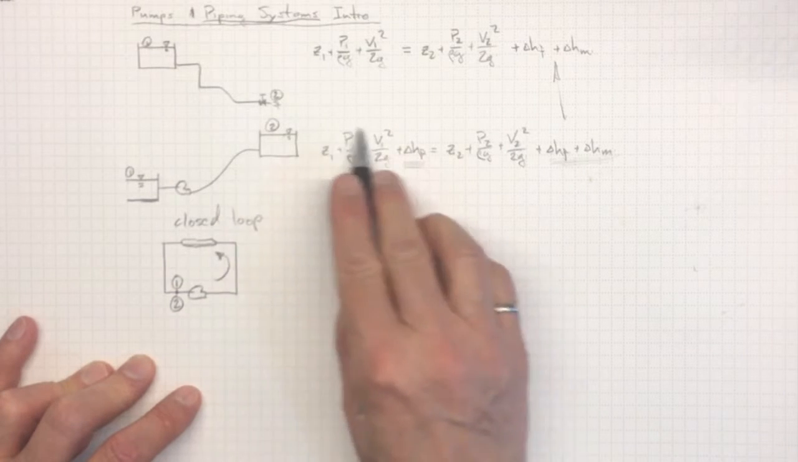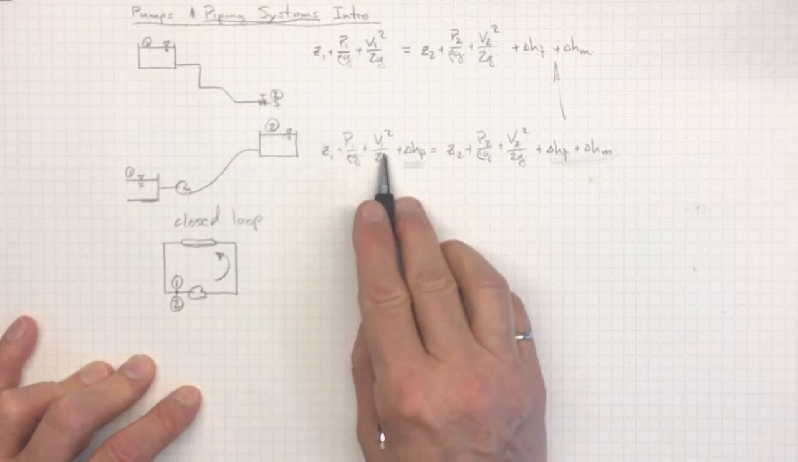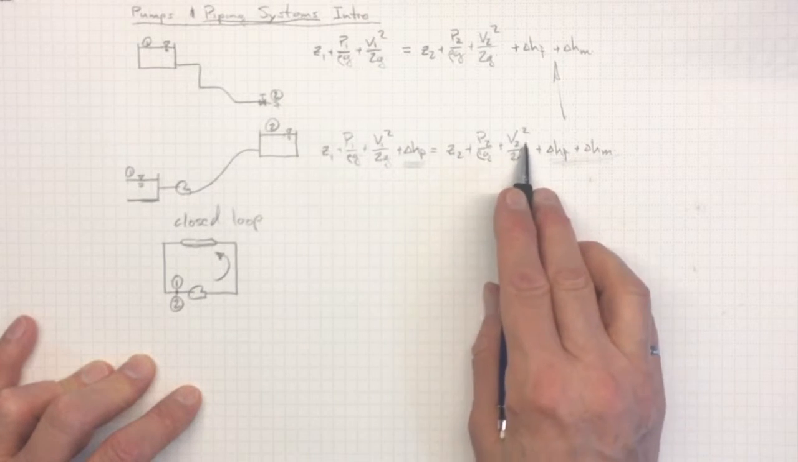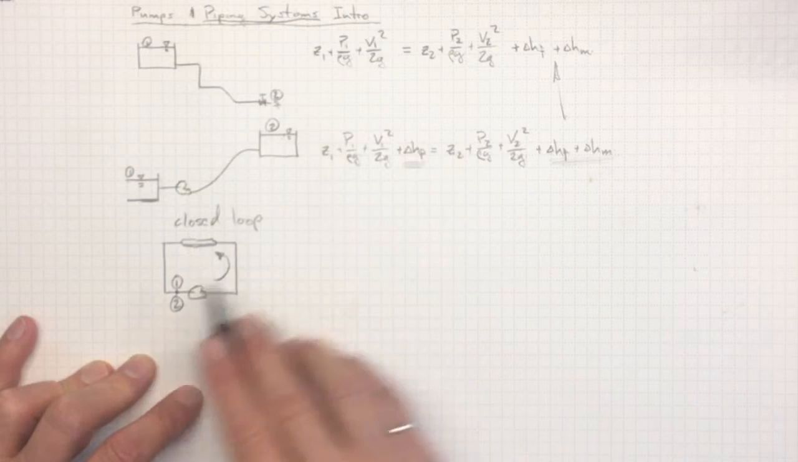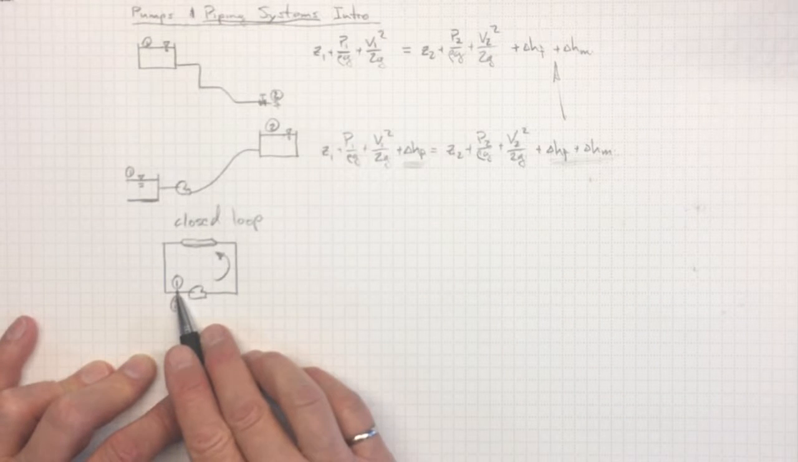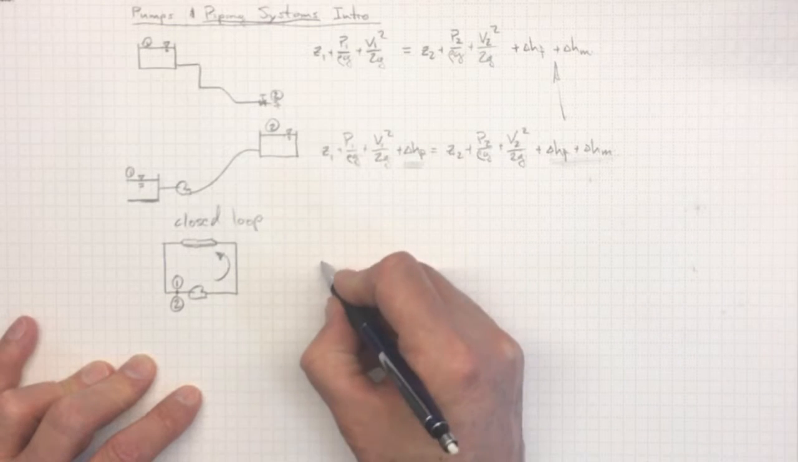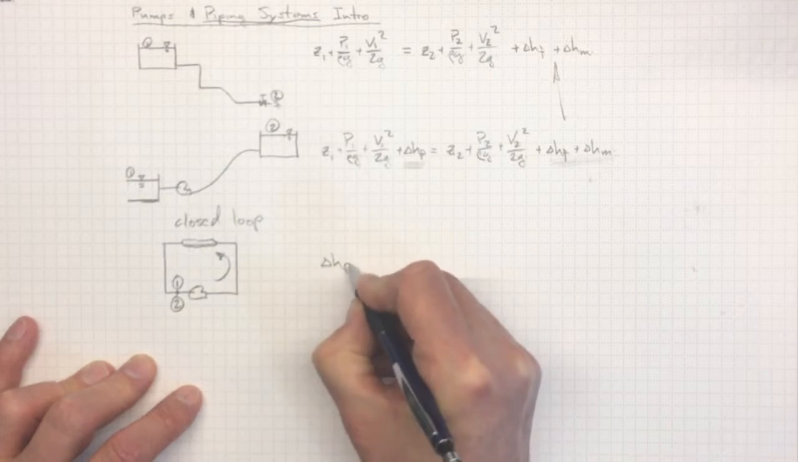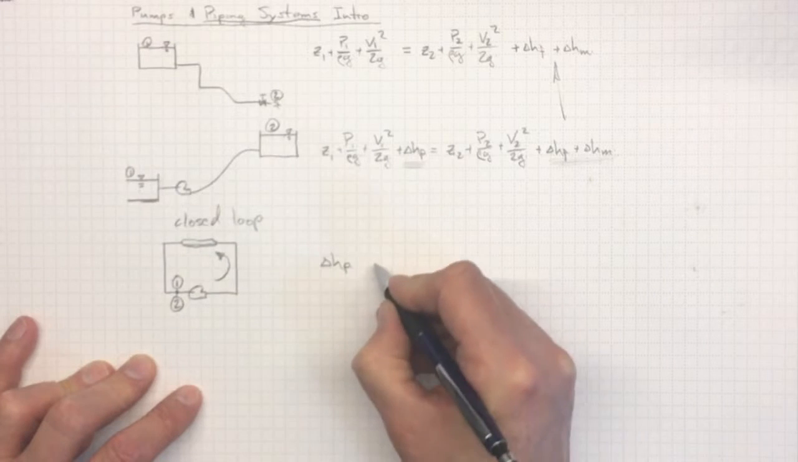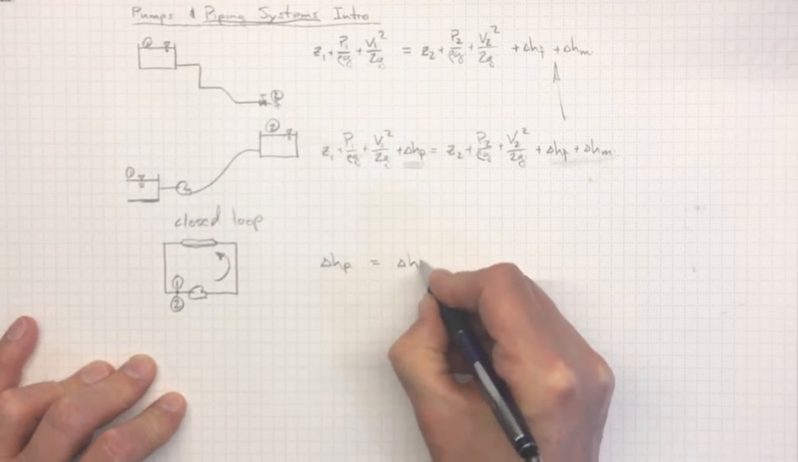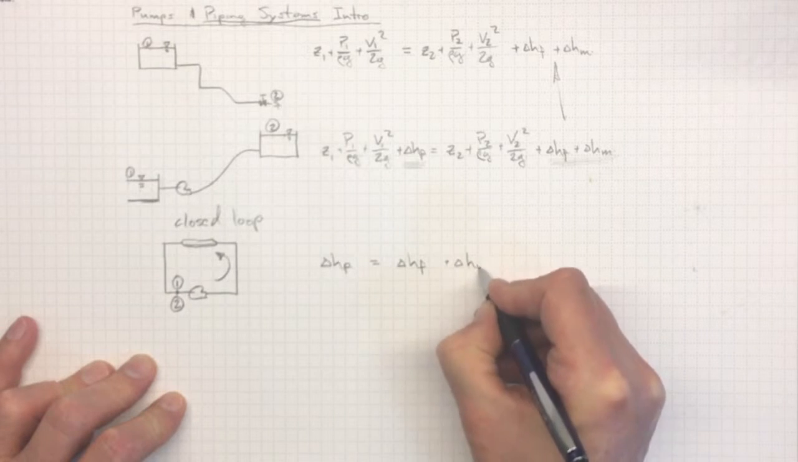So as a result, Z1 plus P1 over rho g plus V1 squared over 2g is equal to Z2 plus P2 over rho g plus V2 squared over 2g. They're both the same point in the circulating system. So instead, we don't have these terms at all. We'll just have that the increase in head across the pump must be equal to the decrease in head due to friction and minor losses as we go around the loop.